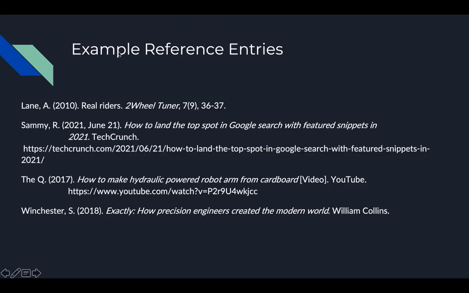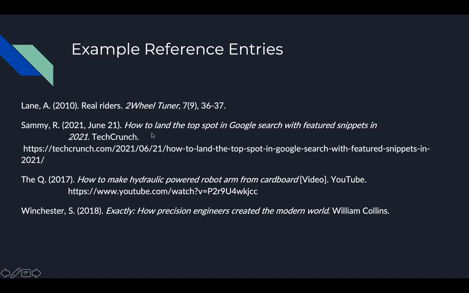Some example reference entries. This is from a trade journal: author's last name, first initial, the year, article title. Notice that there are no quotation marks. No quotation marks. Title, italics, volume and issue number, page number.